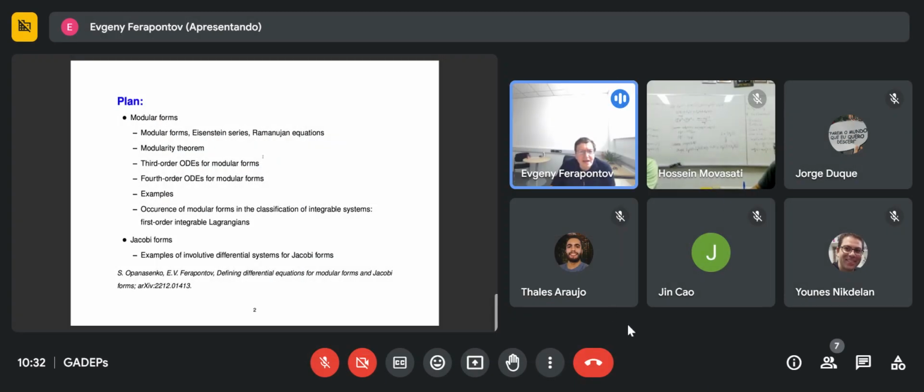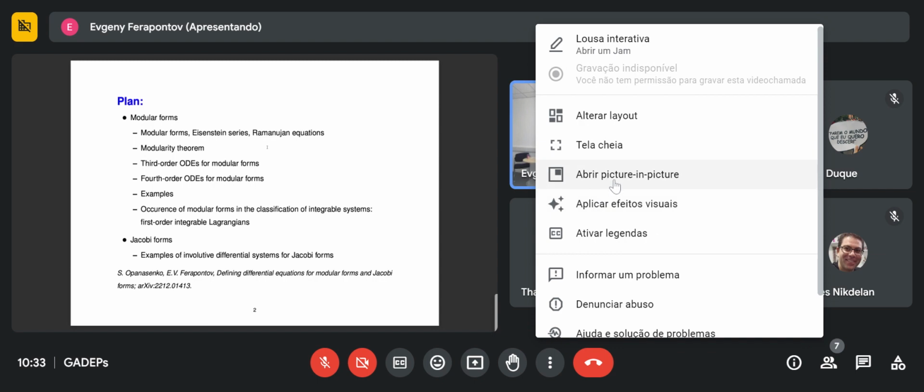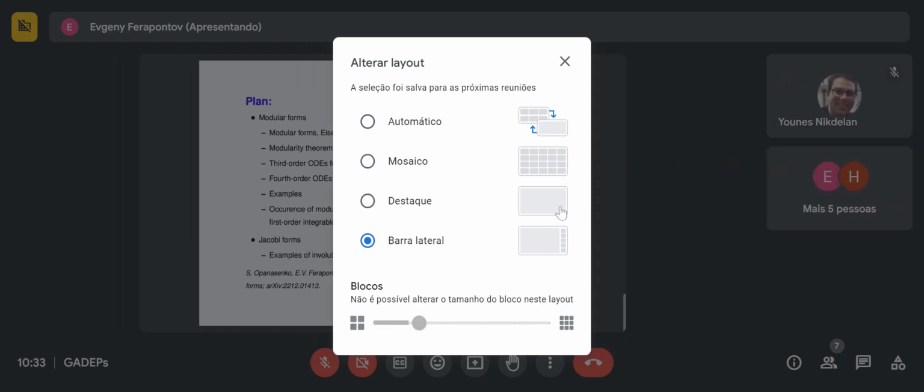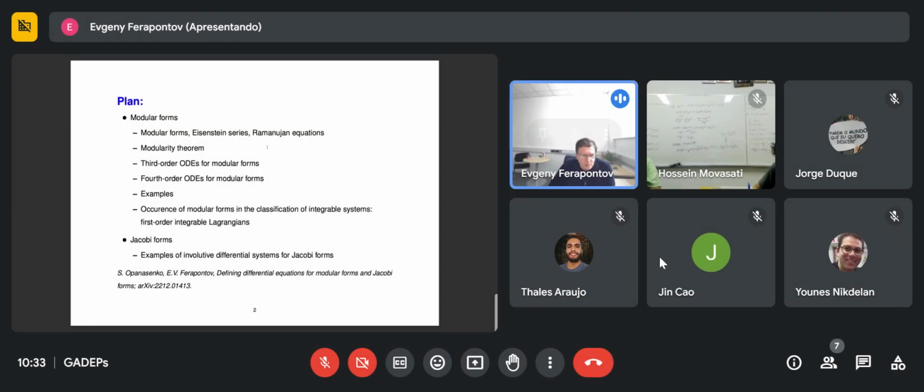Okay, there is a funny link with the modularity theorem. It's known that every elliptic curve with rational coefficients can be parametrized, uniformized, by a modular form of weight 2, a cusp form, a newform of weight 2. So this statement is at the center of Fermat's last theorem. It turns out that differential equations for modular forms are related to these elliptic curves.